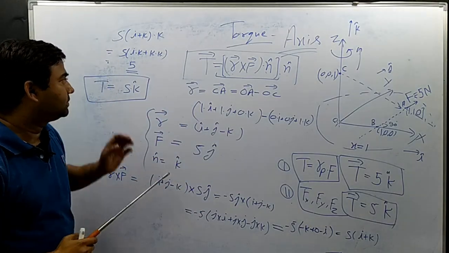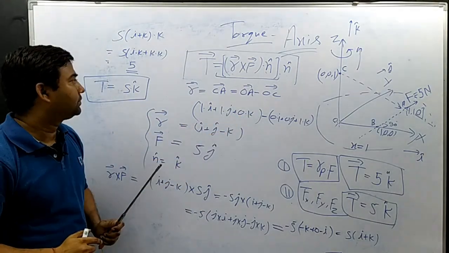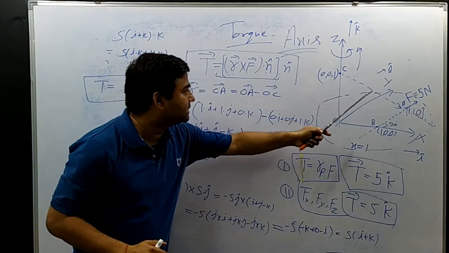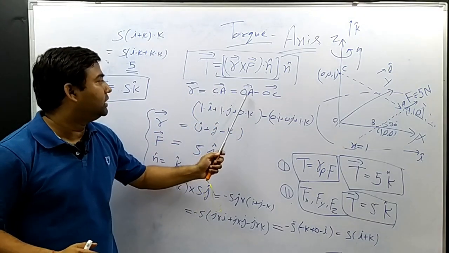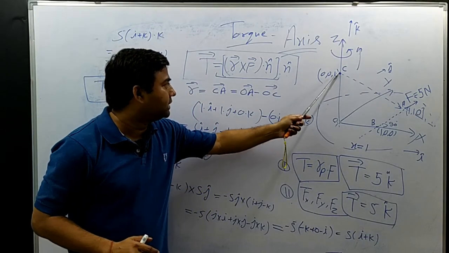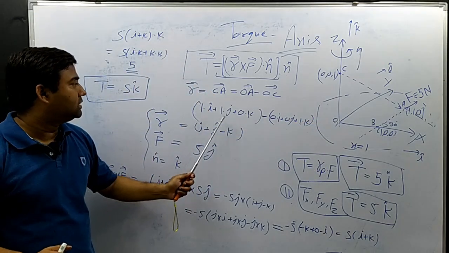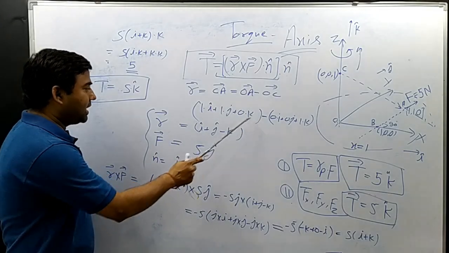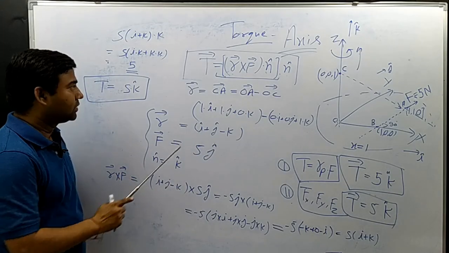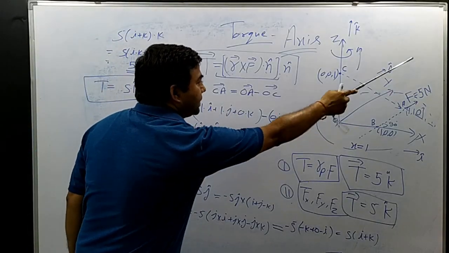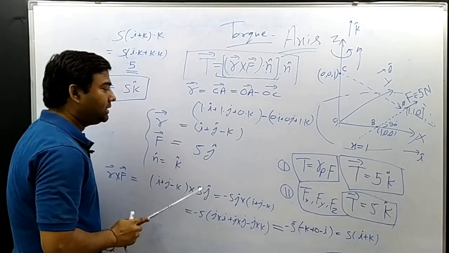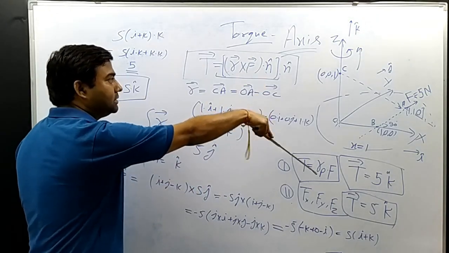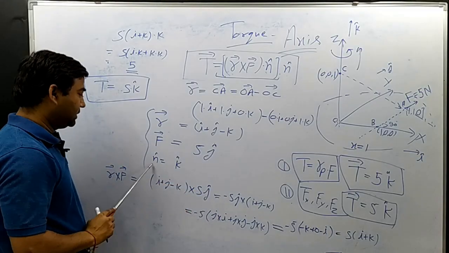So I am again repeating this. This is the general formula. We have found r by finding vector CA, which is OA minus OC. Coordinates of C and A are given. So this is vector OA, this is vector OC. We have found vector r as i plus j minus k. Force F is along the y-axis in the xy plane, so it will be 5j. And vector n, along the z-axis, the axis of rotation, is k.